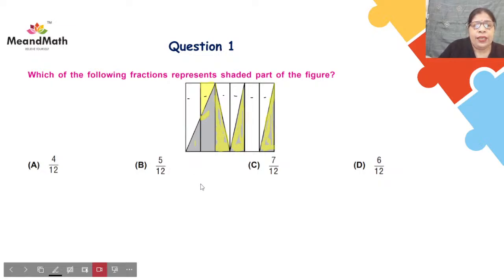We can see over here, there is a bit of difference. It is 5 by 12. All of you are saying 5 by 12. Do you know how do we get this answer?